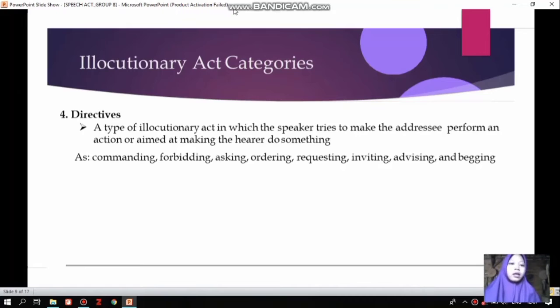The fourth, directives. Directives is a type of illocutionary act in which the speaker tries to make the addressee perform an action, aimed at making the hearer do something, such as commanding, forbidding, asking, ordering, requesting, inviting, advising, and begging. The example: please close the door. Please close the door is an example of asking or ordering.